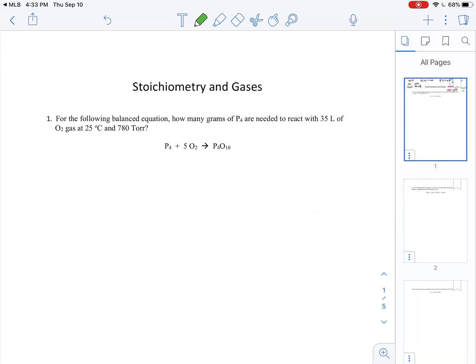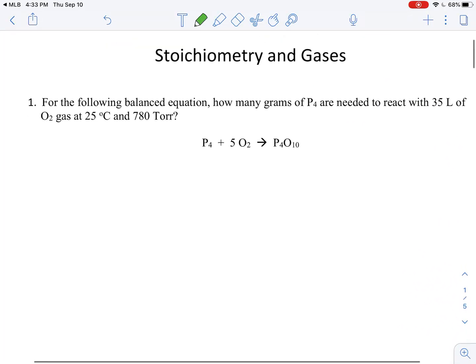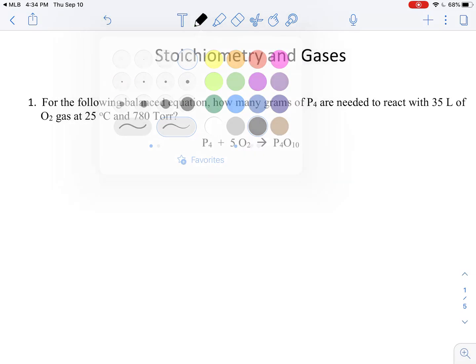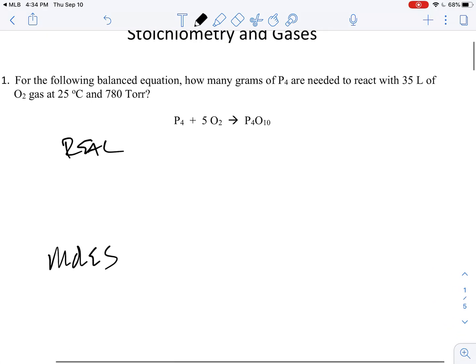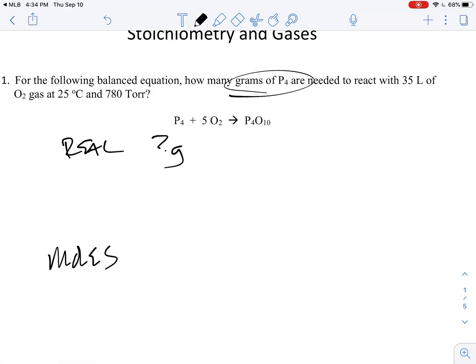All right, so that's a quick little background of things that are going on for these units, all of which is just a way to get us from, again, our real world unit to the moles. So real world is going to be liters and pressures and atmospheres and all that kind of stuff. That's going to translate down here into moles. So what do we have? It says how many grams of P4? So they want grams here.